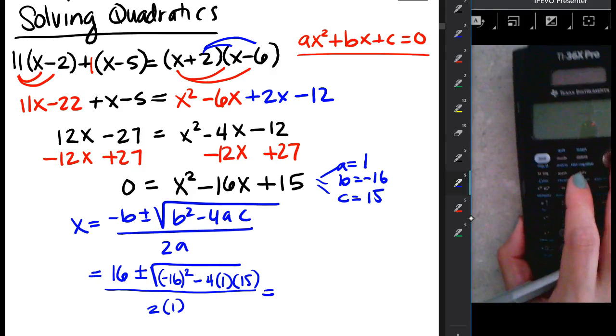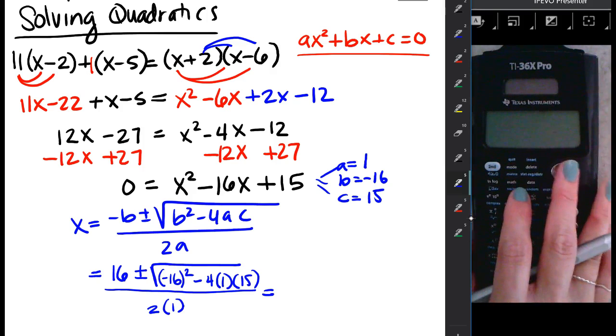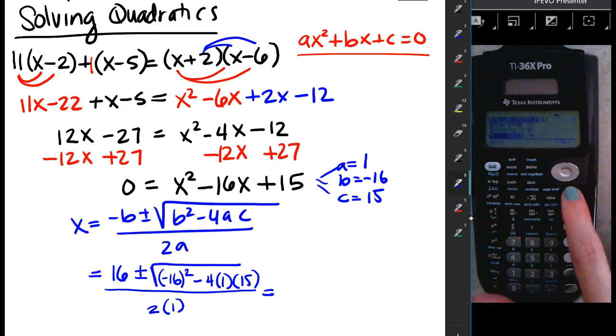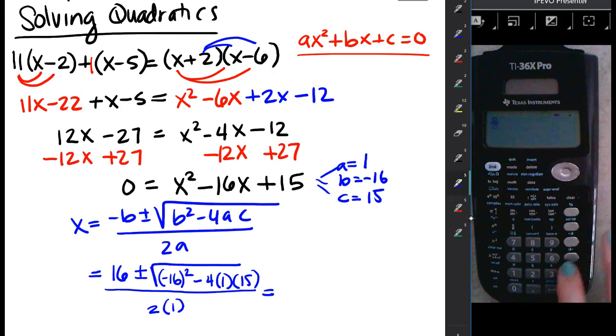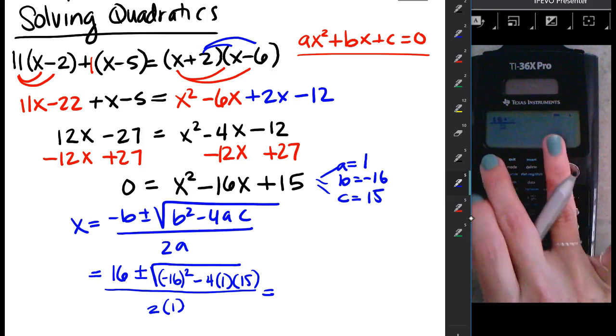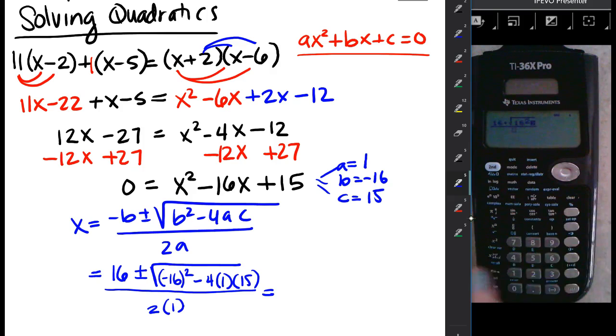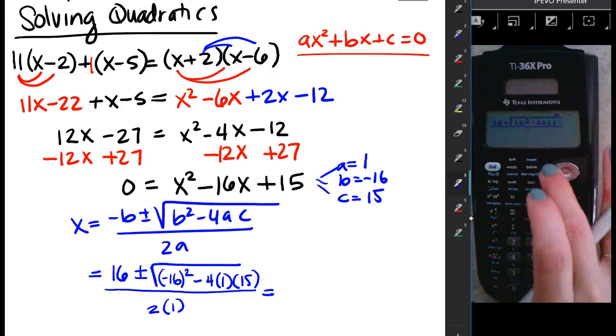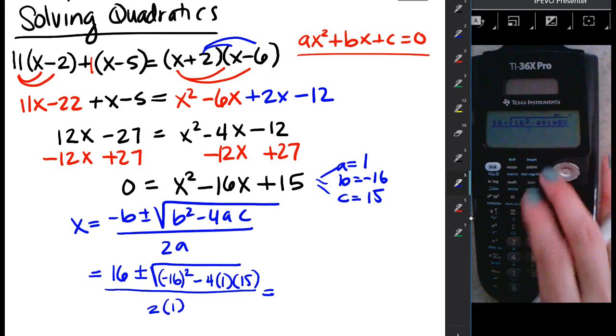So I'm going to go ahead and do this on my calculator. I have 16. Oh, I guess I need my fraction. 16 plus the square root of 16 squared. I realize squaring a negative is going to be positive, so I can just square the positive version. Minus 4 times 1 times 15.